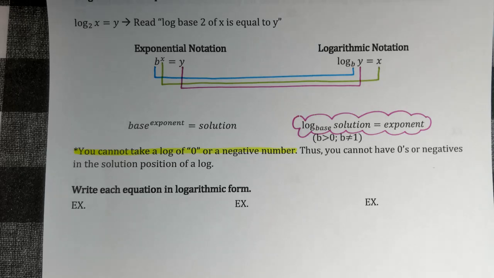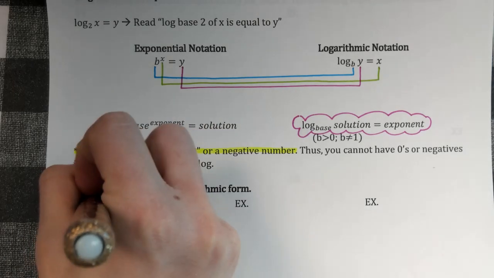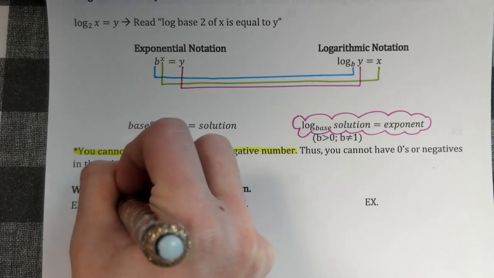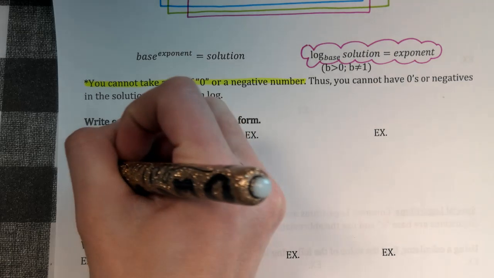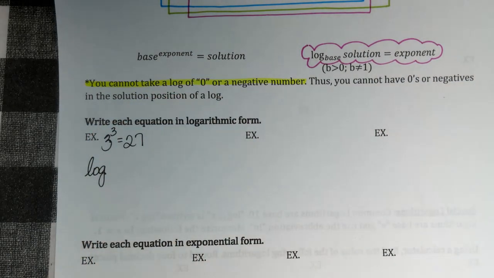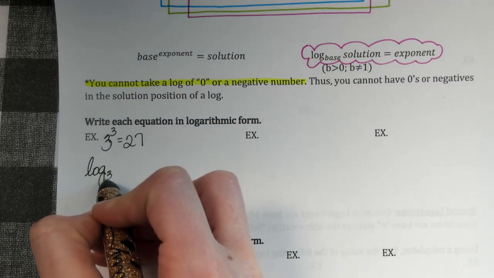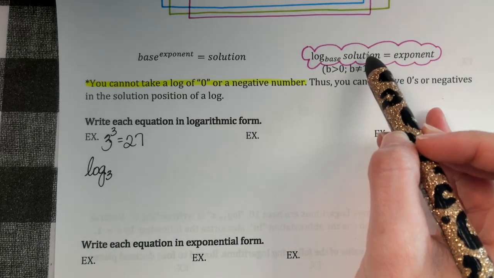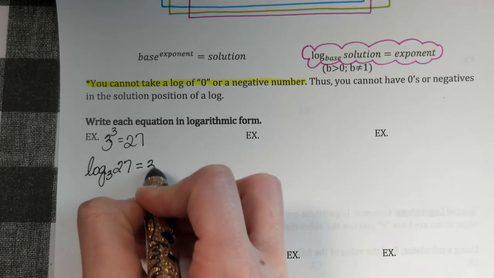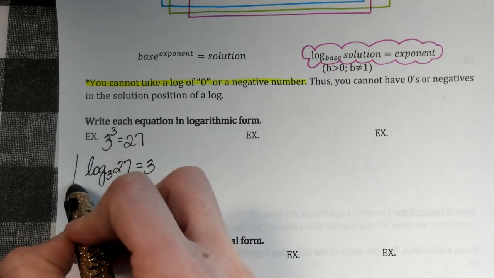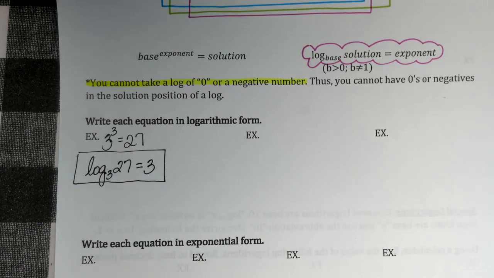The first section that we do is just rewriting from exponential to logarithmic form. If I have 3 to the 3rd power equals 27, that's my exponential form, and I need to rewrite it into logarithmic form. So I'm going to take my log. What's my base? 3. If it's log base solution equals exponent, what comes next? 27, and that is equal to my exponent of 3. That's all we're doing. We're just rewriting.